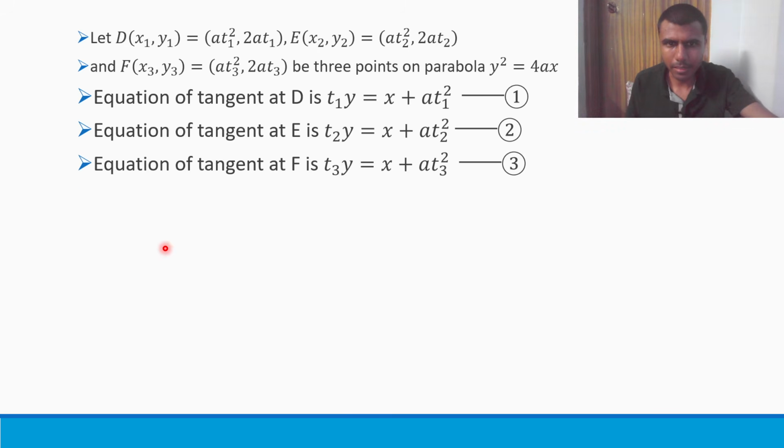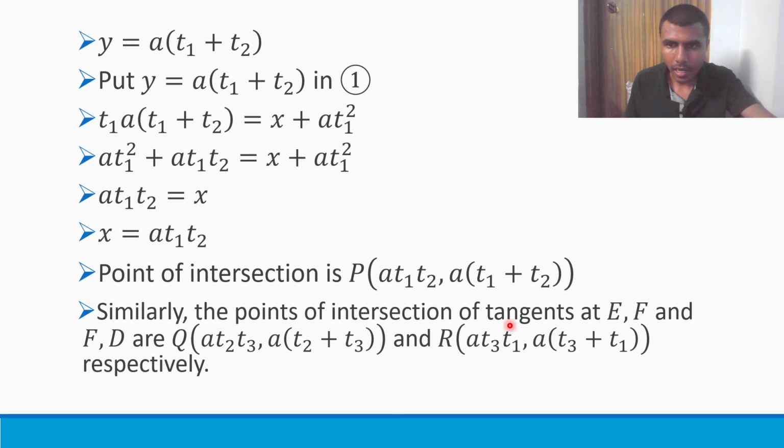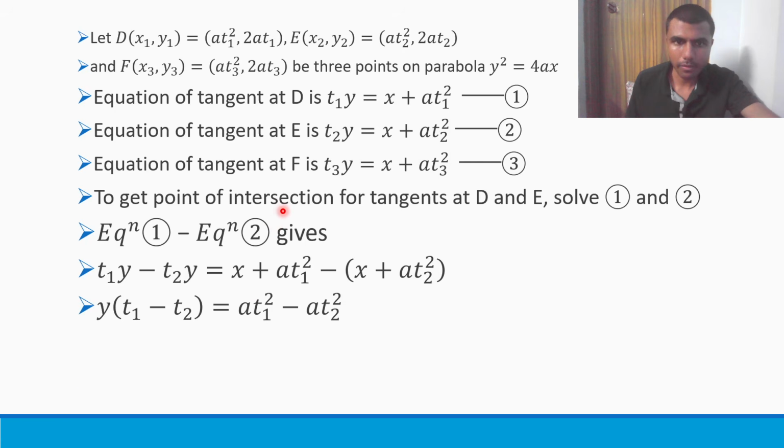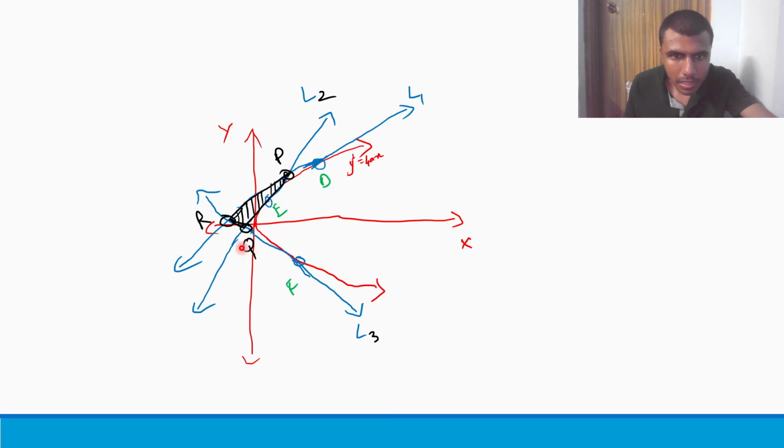Wait, just a second. Let me just confirm the points. D and E give P, and E and F give Q. Am I right? Yeah. You see this point, this line, L3 and L2, these two are meeting at Q and R. Fine. Now let's start the actual question.